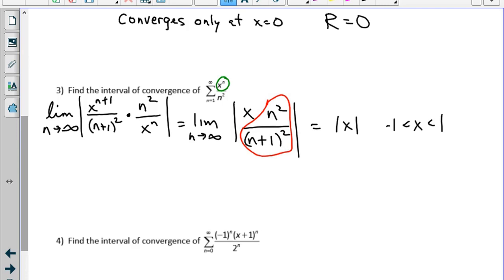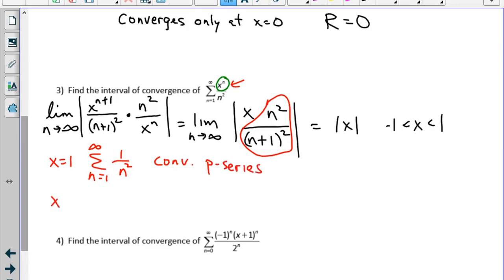So now I'm going to check the endpoints. When I check endpoints, what I'm essentially going to do is see if either of those endpoints works, or if one of them works and one of them doesn't, or vice versa. So if I take a look at x equals 1, that means the sum from n equals 1 to infinity. I'm just going to substitute 1 in. So I get 1 over n squared. That converges by the p-series.